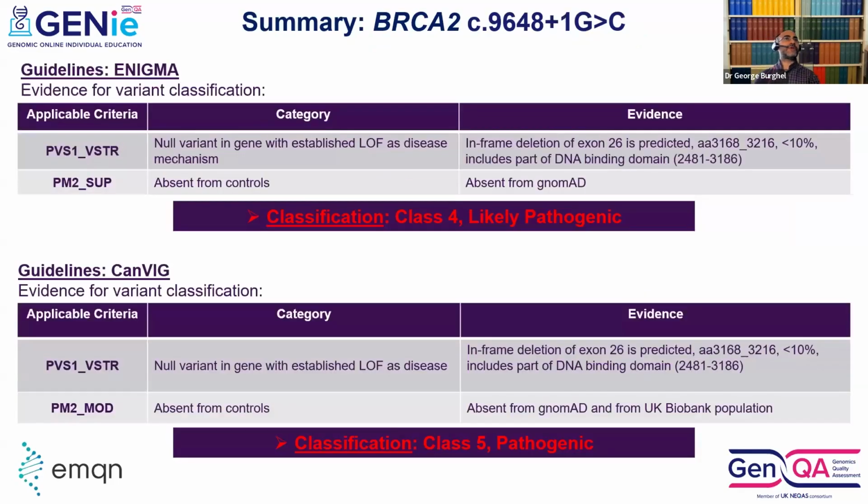Next slide, please. So we have classified this as likely pathogenic using the ENIGMA guidelines and pathogenic using the CanVIG guidelines. However, on review of the variant, after the slides have been made and submitted, we have come to realize that PM2 supporting does not necessarily hold using the ENIGMA guidelines, because it is actually listed once in gnomAD version 3. So we'll come to that in a minute. But if we can go to the next slide, please.